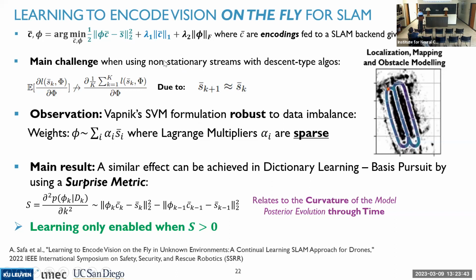Well, but still we have this problem of imbalance, this problem of non-stationarity of the data stream. And here we made an observation. We observed that the original SVM formulation, support vector machine formulation, is in fact quite robust to data imbalance in the data set.